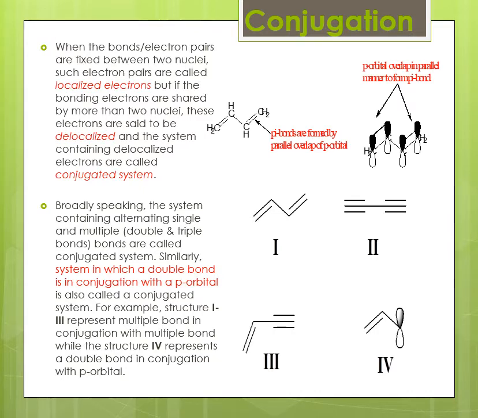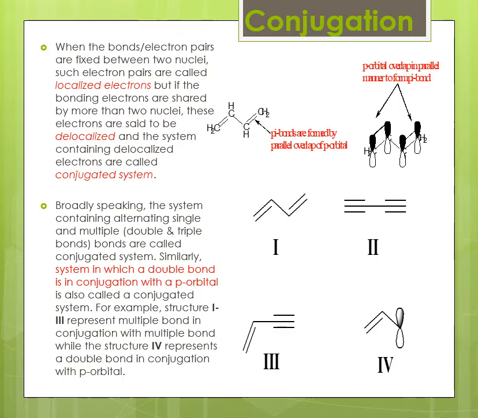So by a conjugated system we mean any system that has alternate single and multiple bonds. That may be a single, alternate double, single bond; double, single, double bond; or triple, single, triple bond, as you can see on the slides. Such systems are called conjugated systems, right? Similarly, systems in which a multiple bond is in conjugation with a p orbital, that means a multiple bond separated by a single bond, and to that single bond we have a p orbital, are also called conjugated systems.